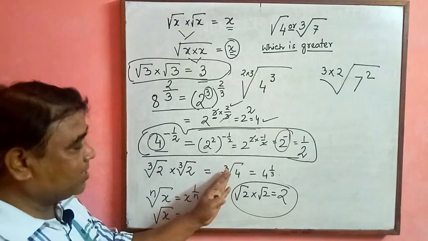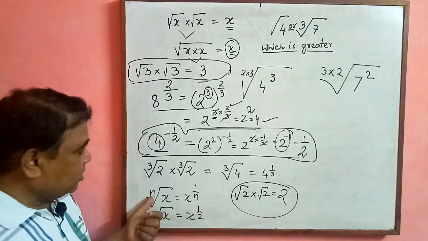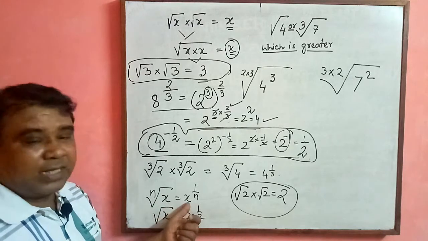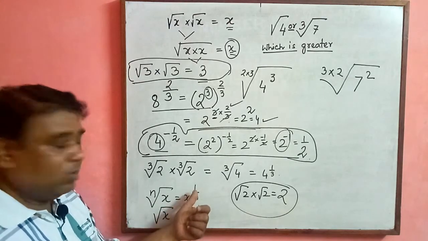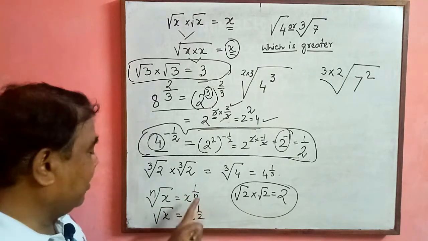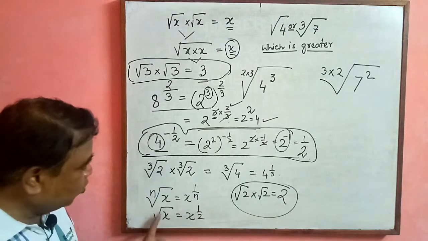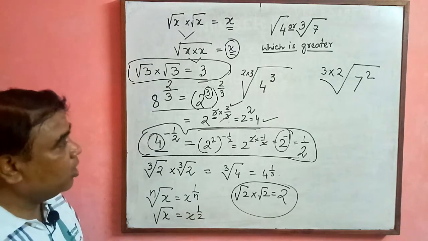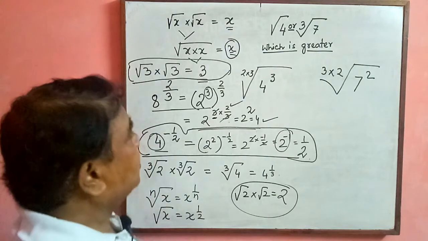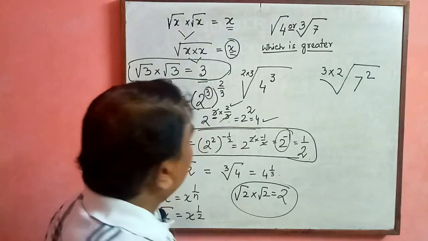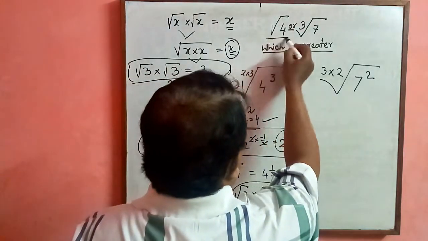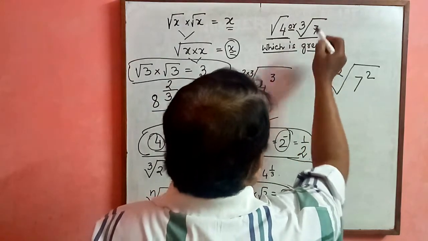Here you see, if you don't understand, if it is the nth root of x, I can express this in the exponential form, x to the power 1 upon n. Exactly, root x I can write as x to the power half. Now here is a question. Which one is greater? Root 4 or cube root of 7?